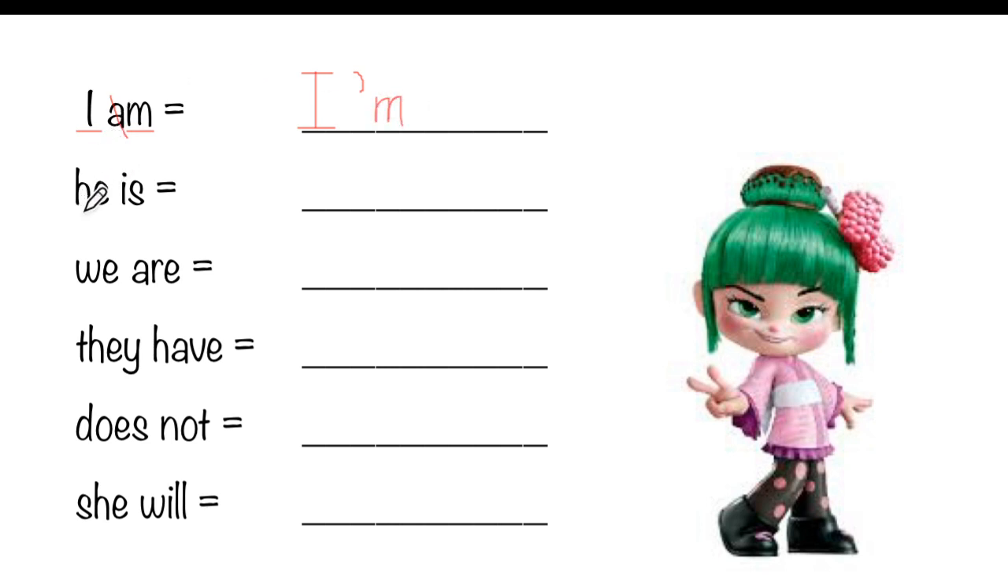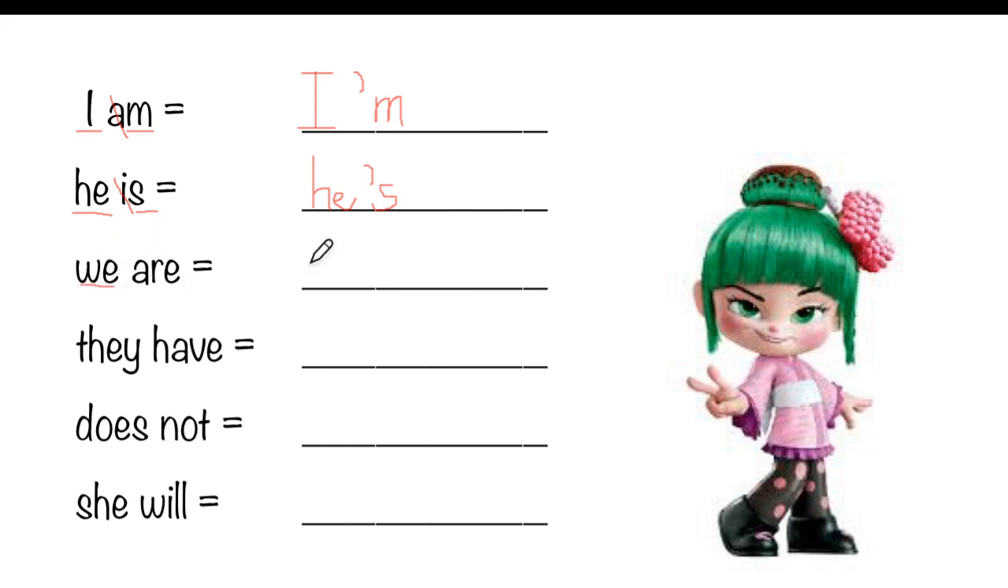He is, always copy the first word. The first word in the contraction does not have any change. You will take away from the second word, is. Which letter do we take from the linking verb is? I. Replace it with an apostrophe and copy what is left. S. He's.